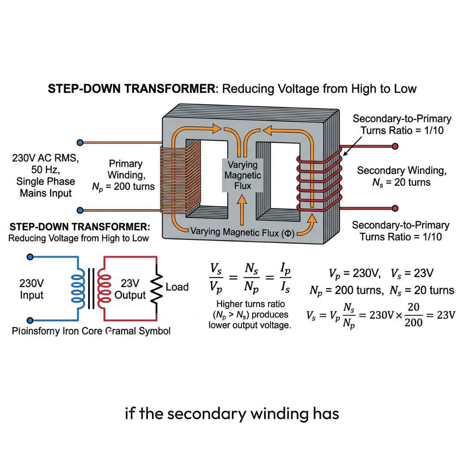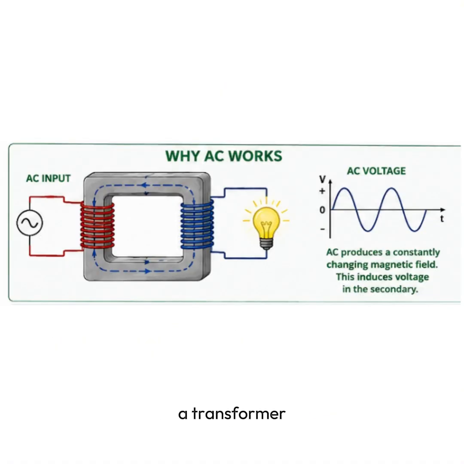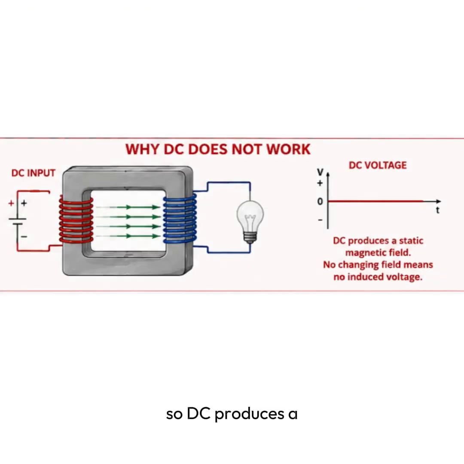If the secondary winding has 1/10 of the turns, the output voltage is 1/10 of the input. This is called a step-down transformer, and this only works with alternating current. A transformer requires a constantly changing magnetic field to induce the voltage in the secondary coil. So DC produces a static magnetic field, which induces no voltage in the secondary. So it can't be transformed efficiently with simple electromagnetic induction.